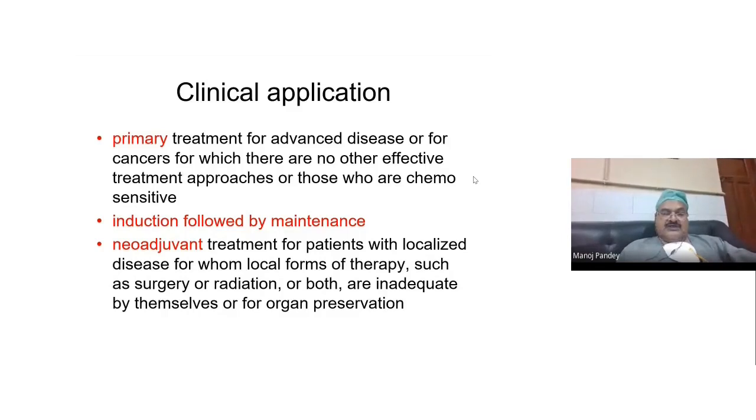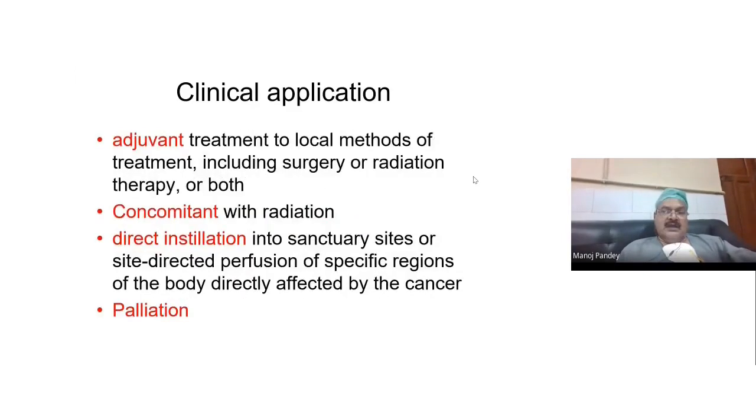So you have to understand that surgery or radiotherapy are local forms of treatment, while chemotherapy is a systemic form of treatment. It is given through the blood and hence goes to every part of the body. Another application is adjuvant, which is given after the surgery or radiation therapy or both. That means you do the surgery first and then give chemotherapy.